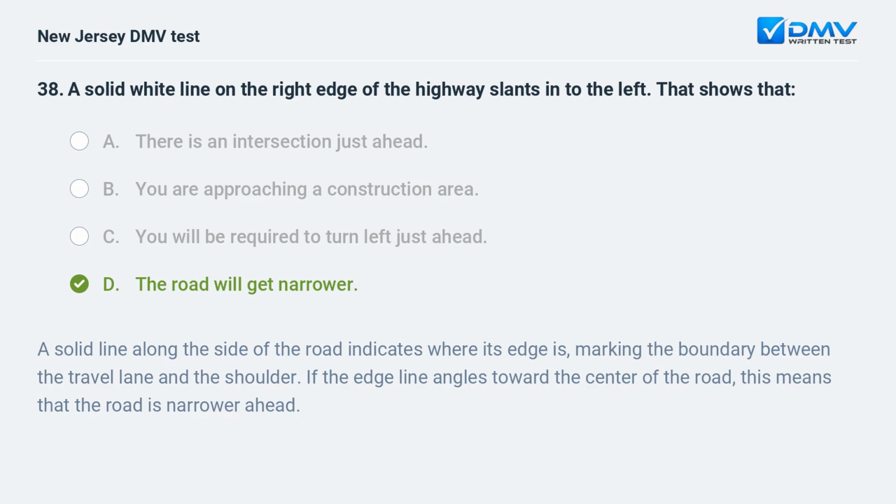A solid line along the side of the road indicates where its edge is, marking the boundary between the travel lane and the shoulder. If the edge line angles toward the center of the road, this means that the road is narrower ahead.